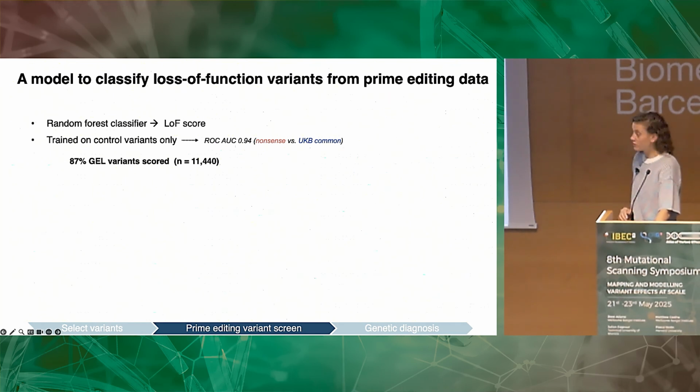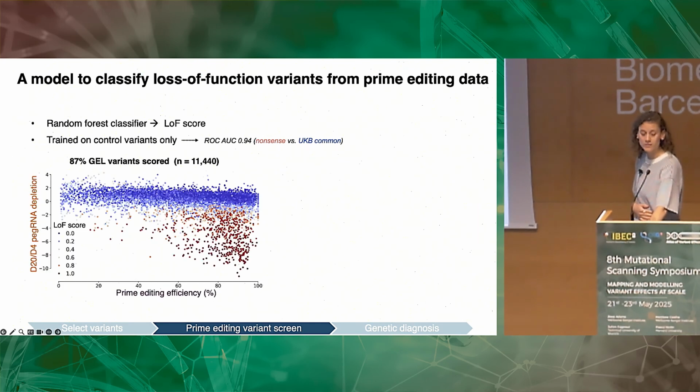And we successfully scored 11,404 variants. When we plot the genomic segment variants and color them by our new loss of function score, we can see that variants that are successfully installed with high prime editing efficiency and are greatly depleted by day 20 tend to score highly loss of function, as we expect.